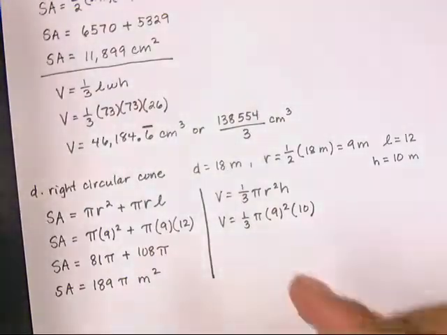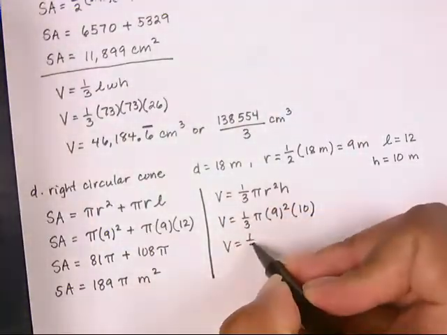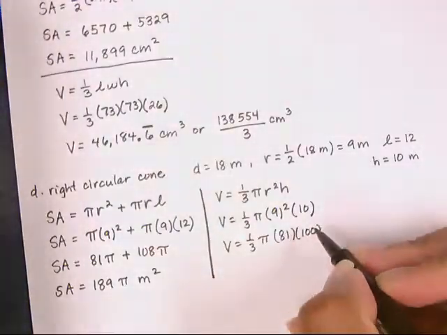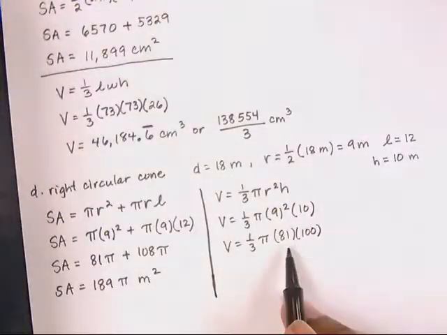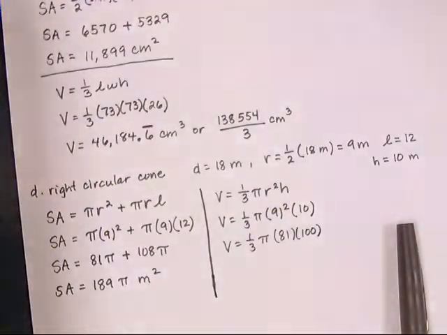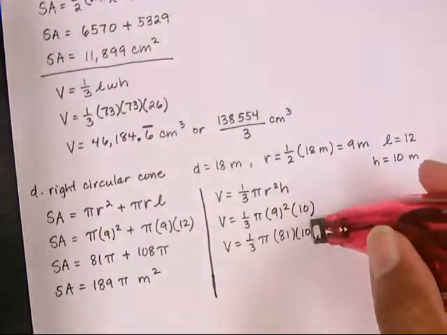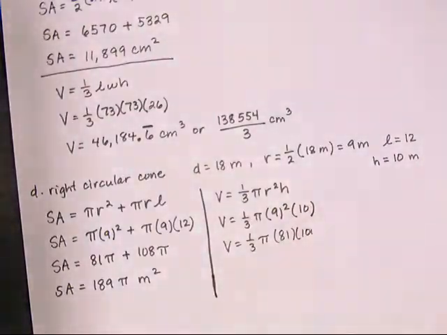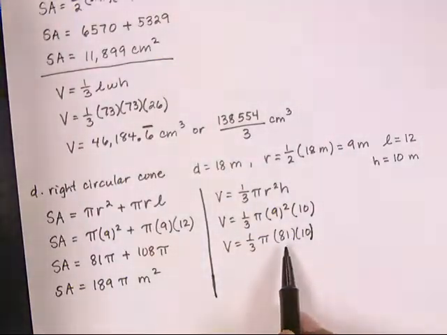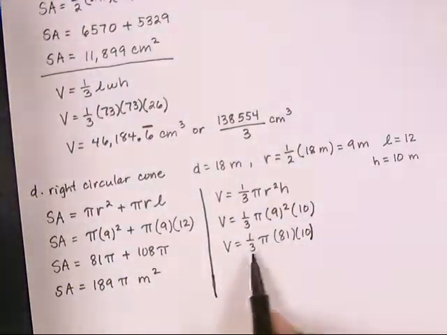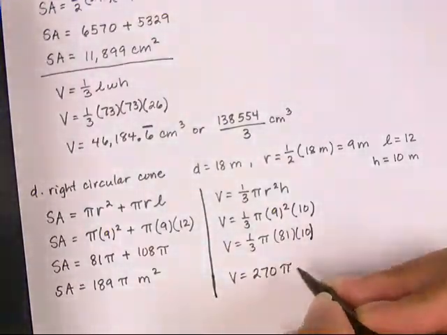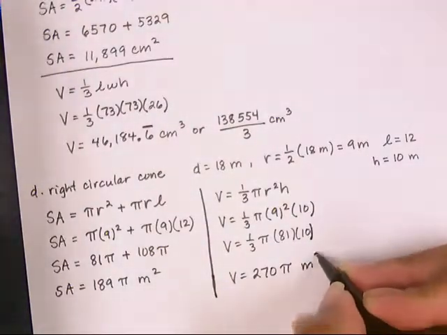So now let's simplify this. 9 squared would be 81, so I'm going to have 1/3 pi times 81 times 10. Okay, so if I do 81 times 10, divide that by 3, I'm going to get 270. So it'll be 270 pi cubic meters.